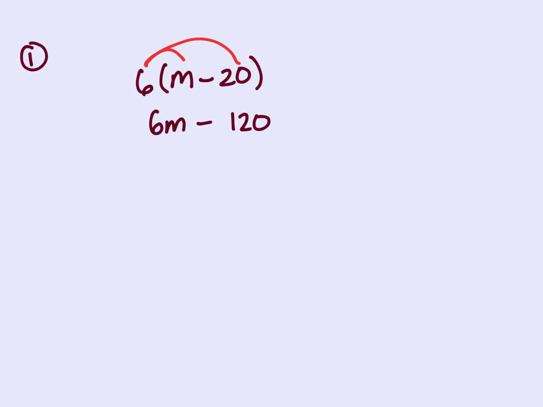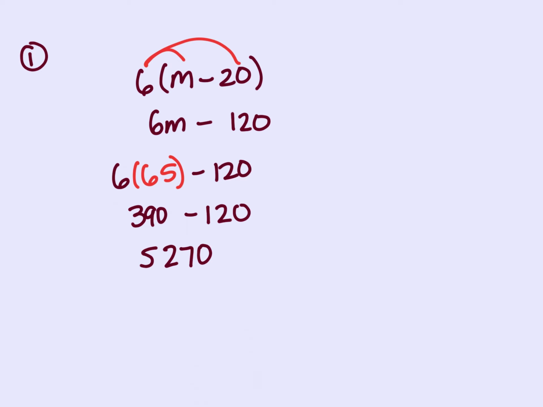And it says if she is paid $65 each month, well, M is how much she gets paid each month, then we would plug that in for M. And 6 times 65 is 390. And if we subtract 120 from that, we get 270 is saved in 6 months.